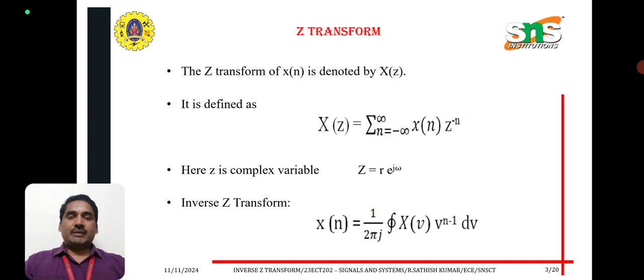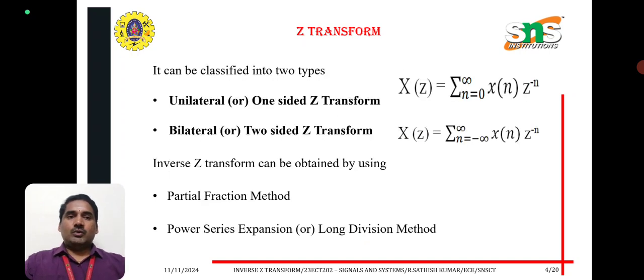Inverse Z transform can be defined as x(n) is equal to 1 by 2 pi j integral over X(z) into z power n minus 1 into dz. That can be classified into two types: unilateral or one-sided Z transform, and bilateral or two-sided Z transform. X(z) is equal to summation n equals 0 to infinity x(n) into z power minus n is the one-sided Z transform. X(z) is equal to summation n equals minus infinity to plus infinity x(n) into z power minus n is the two-sided. Inverse Z transform can be obtained by using partial fraction method, power series expansion or long division method.